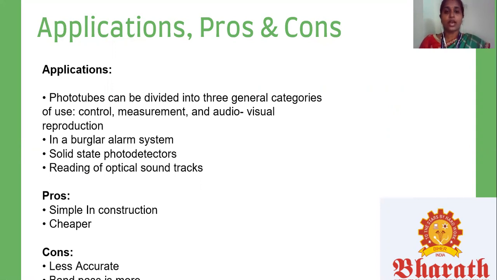Some of the advantages of phototubes are that they are simple in construction and very cheap. Some of the disadvantages of phototubes are that they are less accurate and the bandpass is also more.